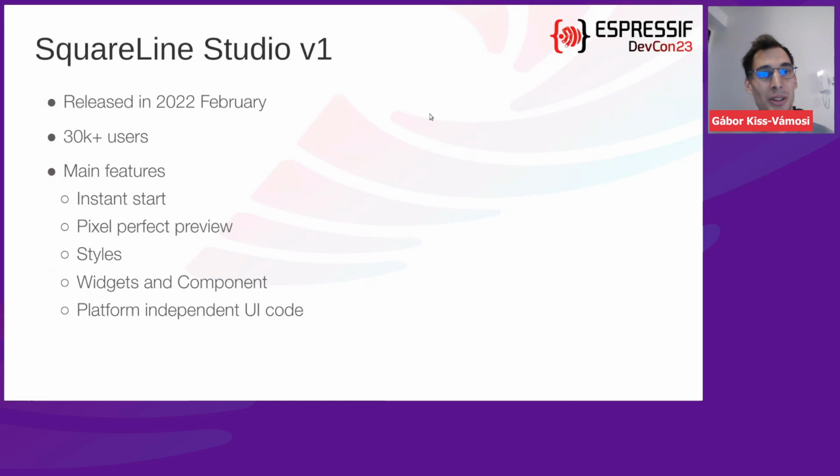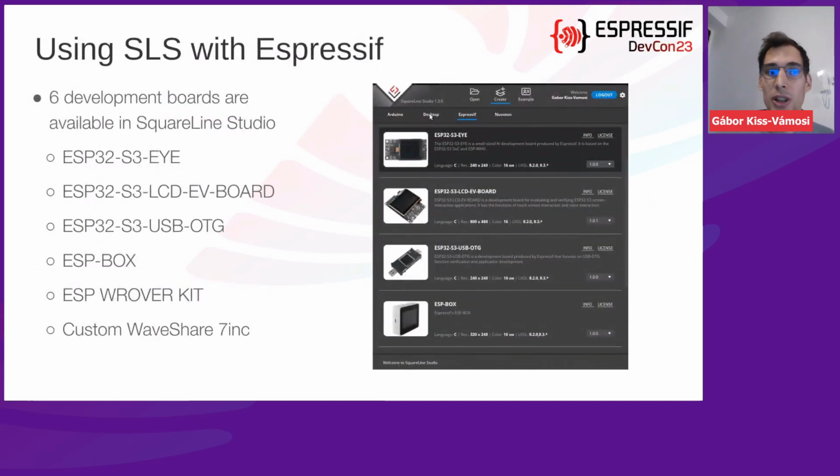Okay, that's it about the first version of SquareLine. Oh, just one more thing. On the launcher screen where we have created the project, you can also select the development boards directly. So you can start a new project on a given development board. But as I mentioned, you can change the development board during the UI development process as well at any time.